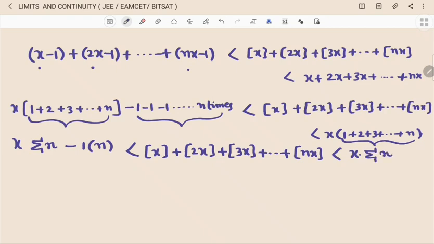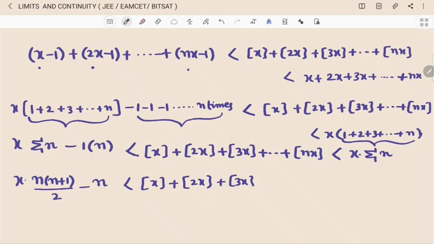In the next step, we write the value of sigma. So x into n plus 1 by 2 minus n is less than [x] plus [2x] plus [3x] plus and so on [nx] is less than x into n plus 1 divided by 2.